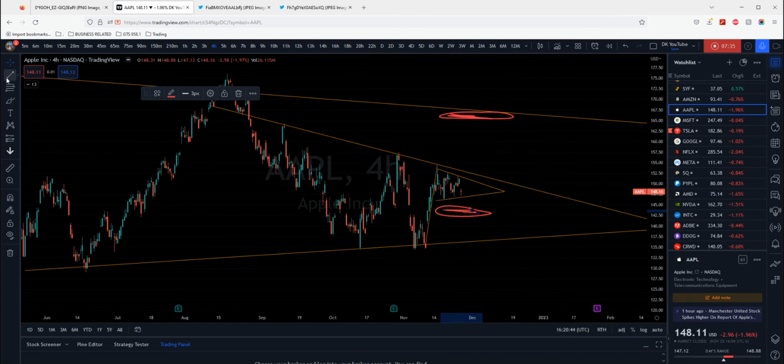So if the price breaks above to the upside, this is where we're going to eat our stuffing. But enough of the talk. Let me draw this back.